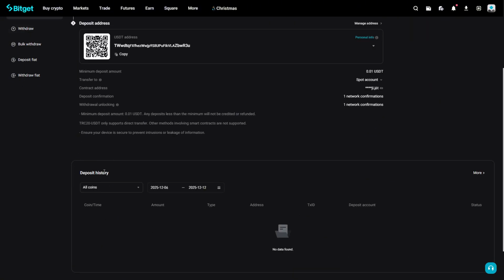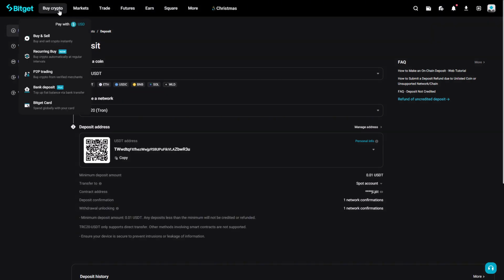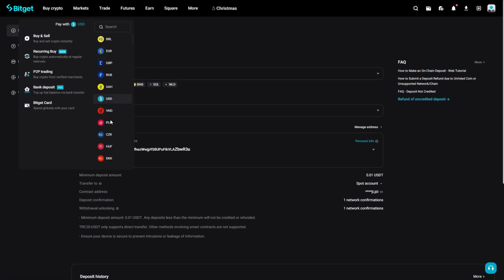Now, if you do not have any crypto and you want to buy it directly on Bitget using a credit or debit card, just hover your mouse directly on Buy Crypto in the top menu, then click the bank deposit, select your local currency, USD, EUR, GBP, and many more. Then just follow the on-screen instructions, then you are good to go.